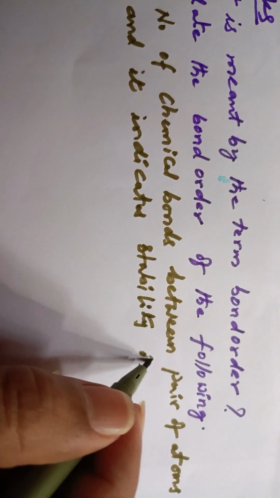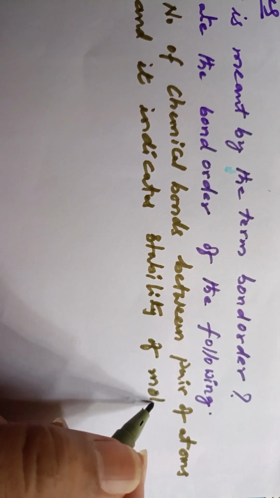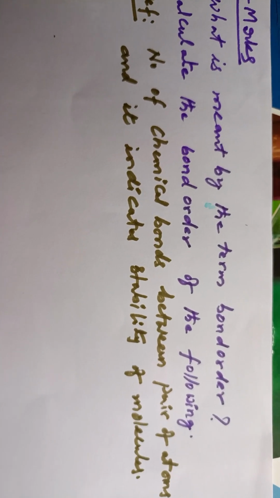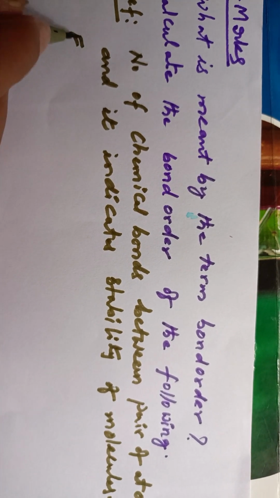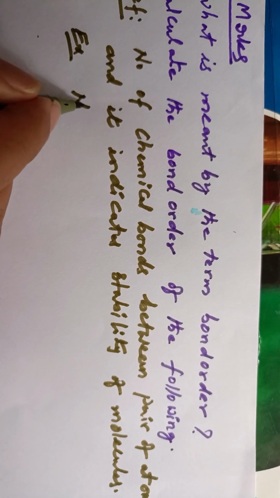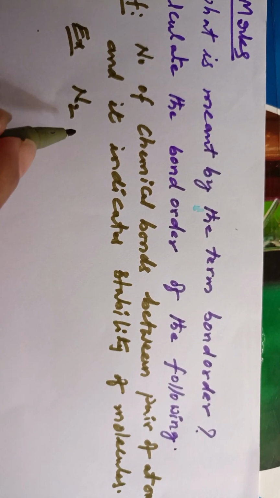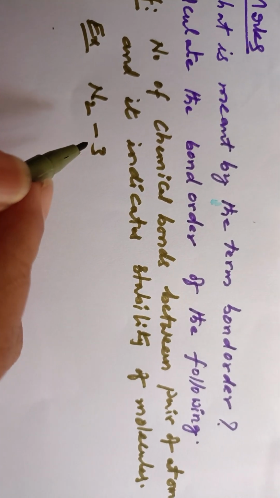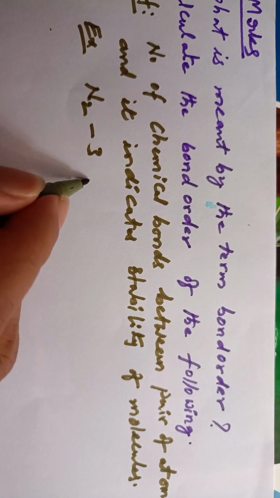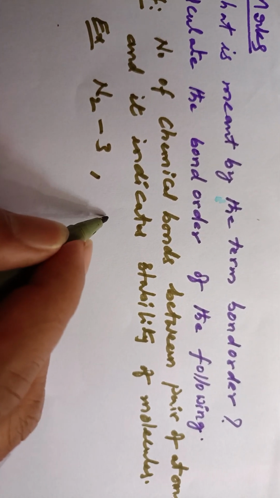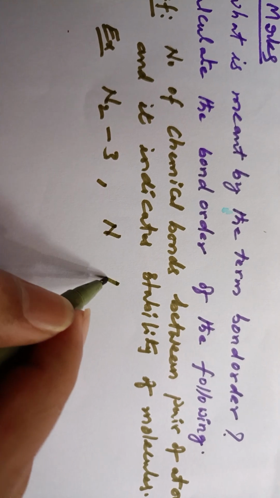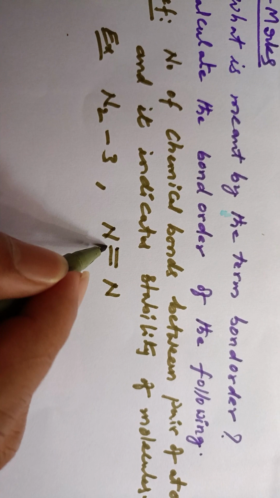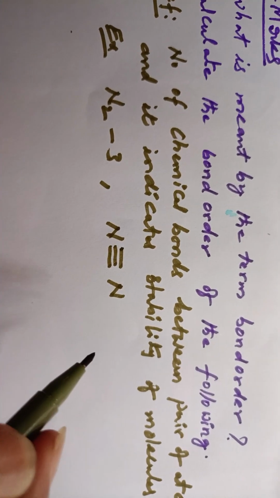Stability of molecule. If you take example N2, in N2 bond order is 3. That means number of chemical bonds between these two atoms. Now I am drawing structure. Nitrogen atom, between these two, number of bonds 1, 2, 3. That is the bond order.